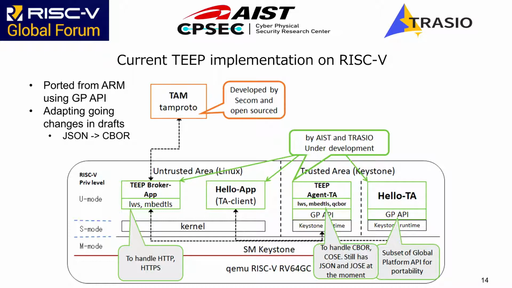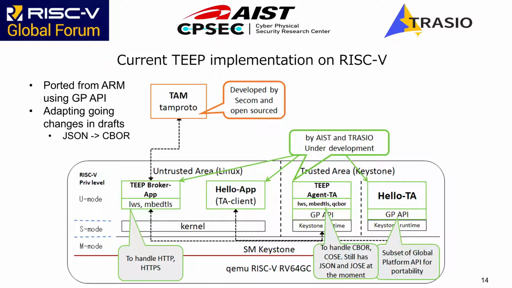And in U mode, from the left side, the TEEP Broker app is running. And we also have a Hello app, which is going to be paired with a Hello TA. The TEE side has the TEEP Agent TA and Hello TA. The TEEP Agent TA and Hello TA on RISC-V are separated, executing in different PMP regions. That's how the TEE is handled on RISC-V, different from other CPUs.